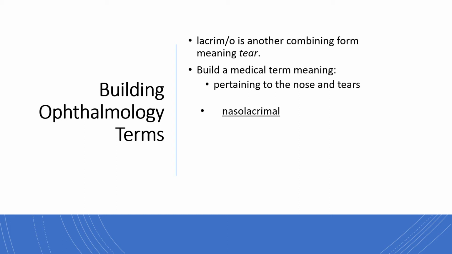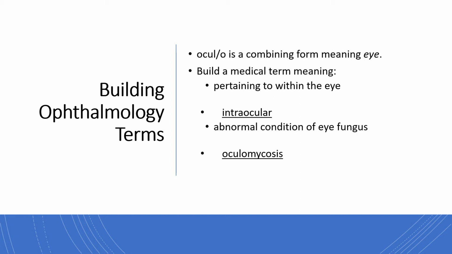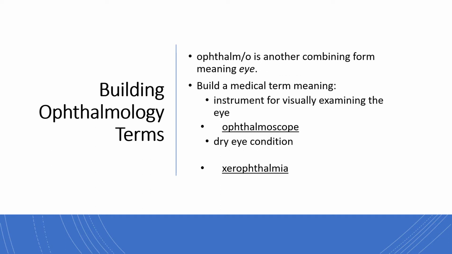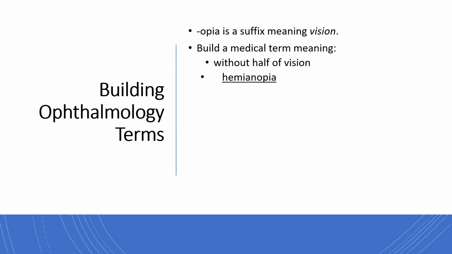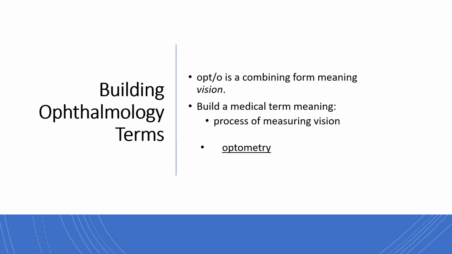Nasolacrimal means pertaining to the nose and tears. Intraocular means pertaining to within the eye. Oculomycosis is an abnormal condition of eye fungus. An ophthalmoscope is an instrument for visually examining the eye, and xerophthalmia is a dry eye condition. Opia is a suffix that means vision. Without half of vision is hemianopia. Optometry is the process of measuring vision.